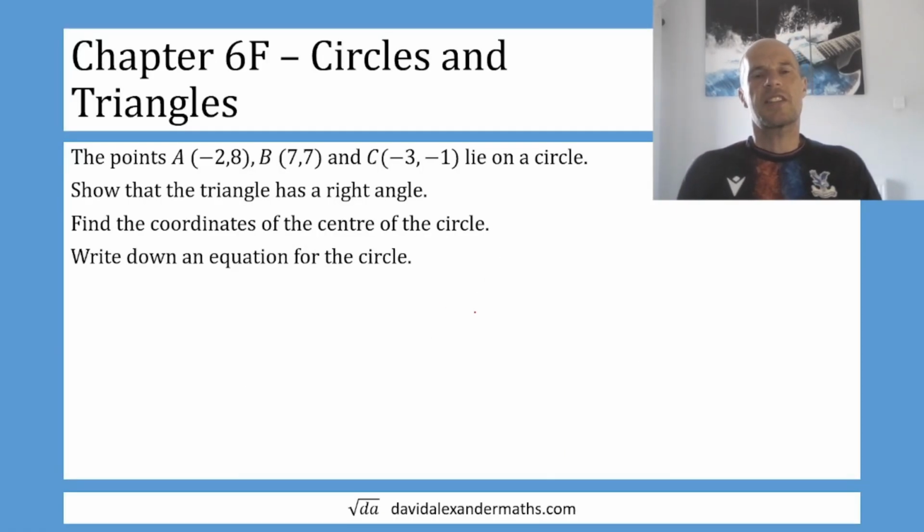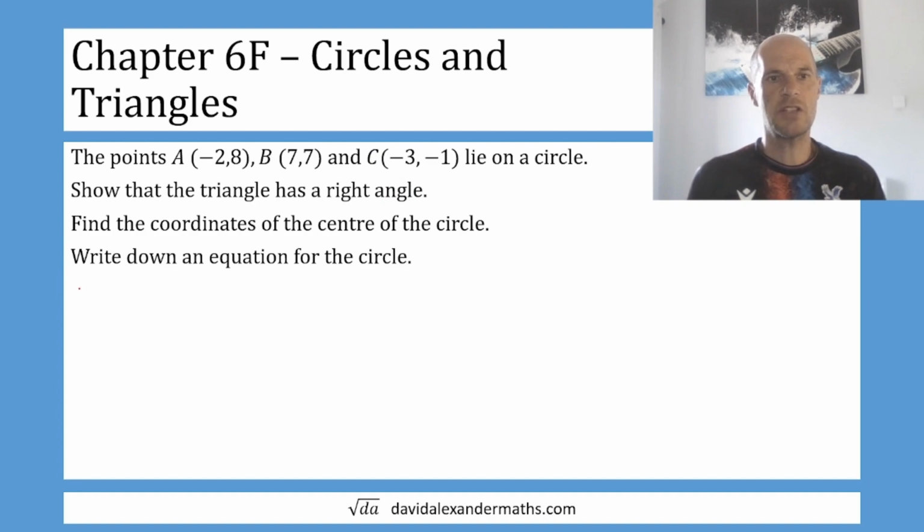Okay, so chapter 6F, things are starting to get a little bit trickier here. If we want to show that this triangle has a right angle and we've got the coordinates of points A, B and C, then what we can do is work out the gradients of AB, BC and CA. And if there's a right angle, then two of the lines will be perpendicular to each other. So first of all, let's work out the gradient of AB.